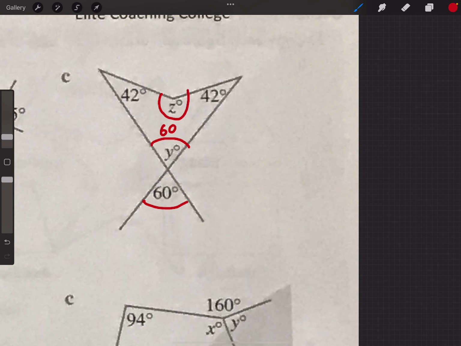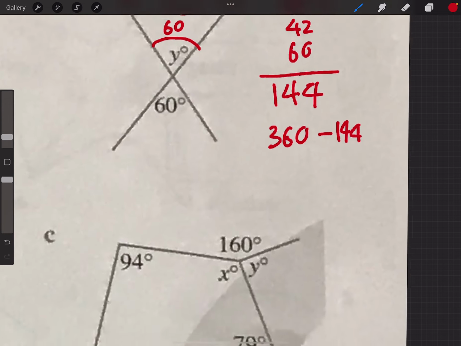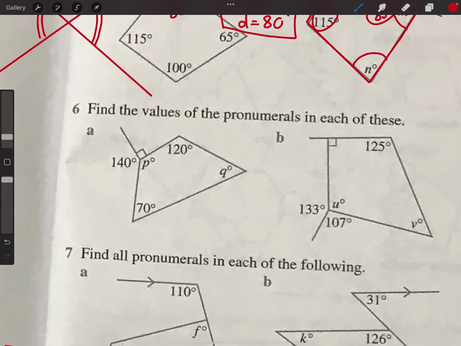Okay, so 42 plus 60. Let's find out what this is. This will be 4. This will be 14. So all of these three angles add up to 114. Now work out what Z is. So do 360 take away 144, it's not 140, 144, and find out what Z is. That's all.